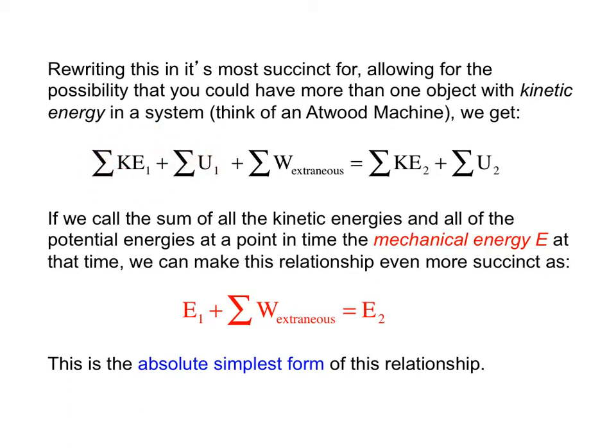Having said that, you should probably know that the kinetic plus potential energy is sometimes lumped together in what is called the mechanical energy, the total mechanical energy of the system at a particular point in time. And that symbol is usually just E1. So this modified conservation of energy relationship can be written as the total mechanical energy at point in time 1 plus the extraneous work that's happening over the interval will equal the total mechanical energy at point in time 2. This is just sort of a shorthand notation.